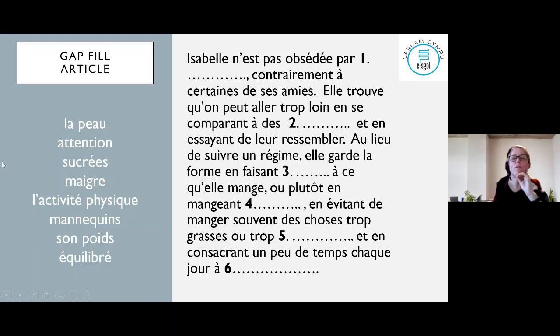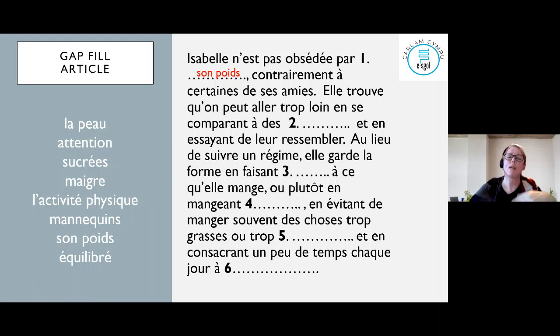So what would fit in here? Not obsessed by. Here we think it's going to be a noun in this first gap. Poids. It's Isabelle, it's her weight. Son poids. Okay, and contrary to certain of her friends, ses amis. What is going to go in this next gap? Des is a clue. It's plural, showing us there's a plural noun to follow here for number 2.